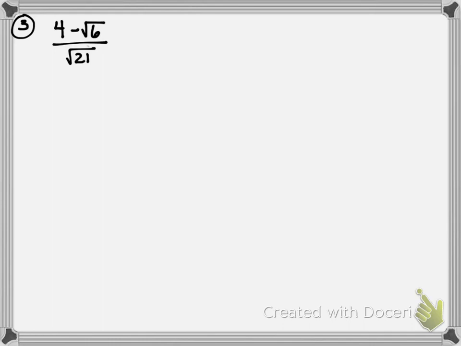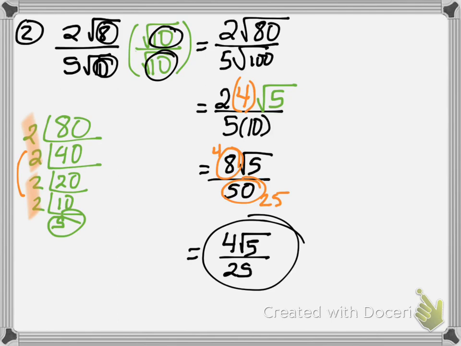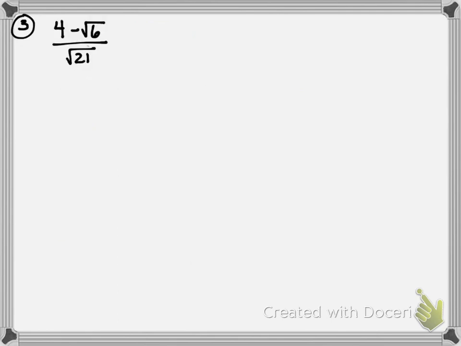Can you go back for like 0.2 seconds? What's different with this problem? There's the negative sign. The numerator is separated by a negative, a subtraction sign. So it's a binomial in my numerator.